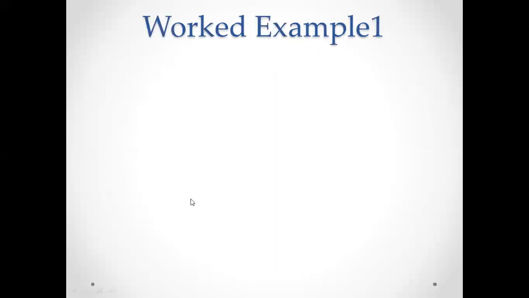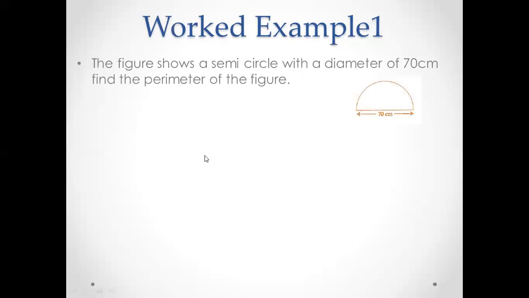Look at the word example. The figure shows a semicircle with a diameter of 70 centimeters. We have to find the perimeter of this figure. You can see this is a semicircle with a diameter of 70 centimeters. First, we have to recall what perimeter is. Perimeter is the sum of all the sides of the figure, of any composite figure.